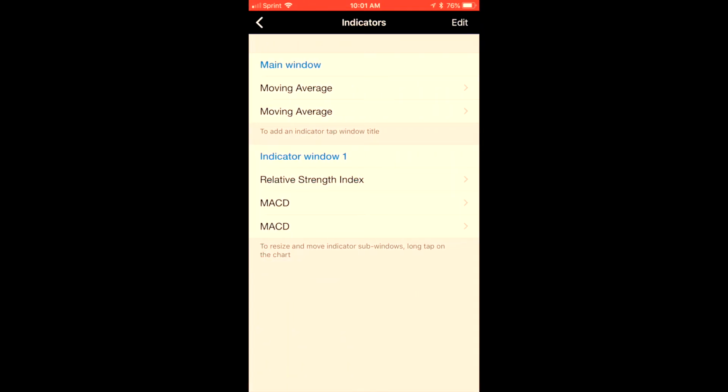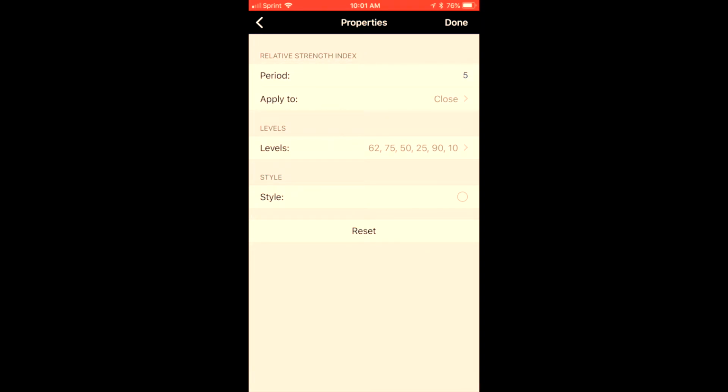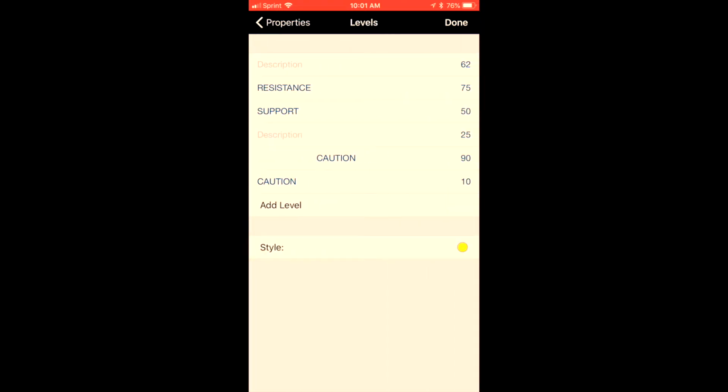While we wait on that, let's go to the relative strength index. It's set at a period of 5, applied to the close, and here are the levels. You have 62, 75, what I set as the resistance. Support is the 50, 25. I have a caution at 90 and a caution at 10.